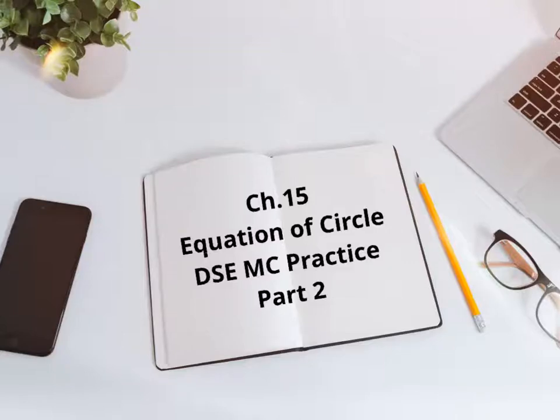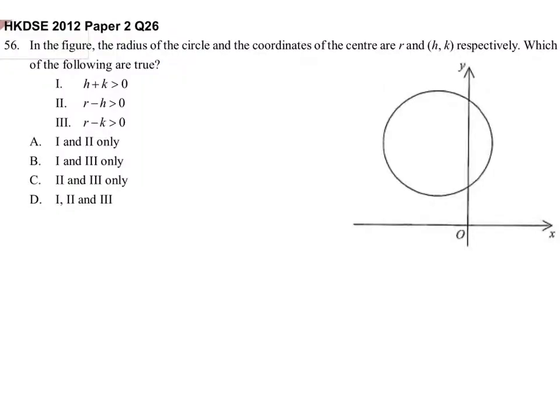In this video, I'm going to demonstrate some DSE problems that frequently appear in the DSE examination. Question 56. First, we mark down the position of the center. Then determine whether HK is positive or negative.